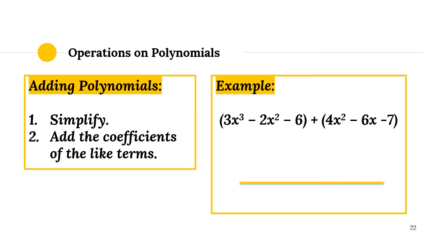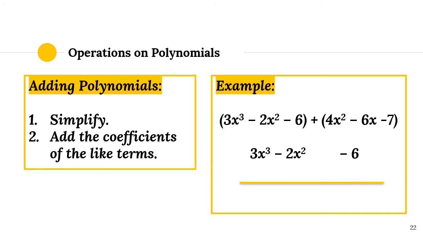We have 3x cubed minus 2x squared minus 6 plus 4x squared minus 6x minus 7. So we're going to add the two polynomials. The first polynomial is enclosed by a pair of parentheses, and the second one is enclosed by a pair of parentheses. The first step, and this will make things a lot easier, is to write them down in columns, aligning the terms with the same degree, the terms that are like terms.